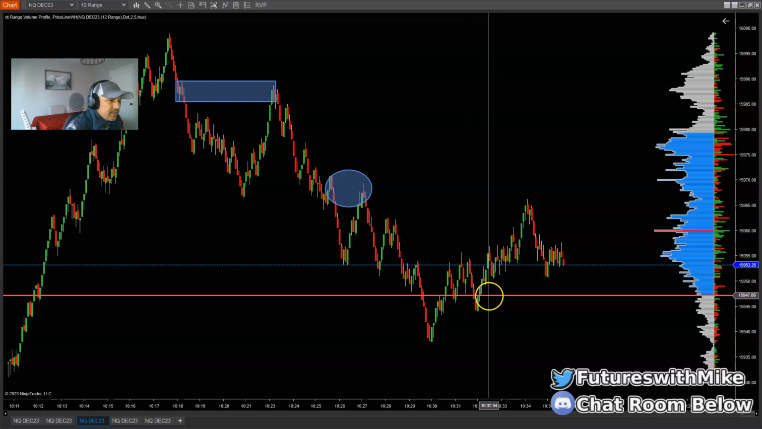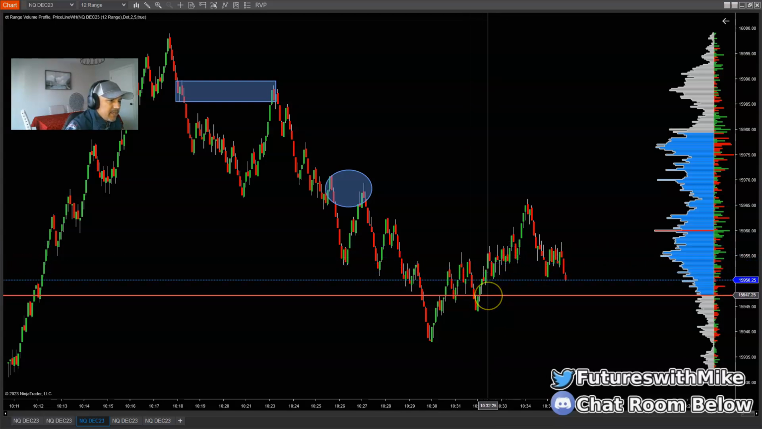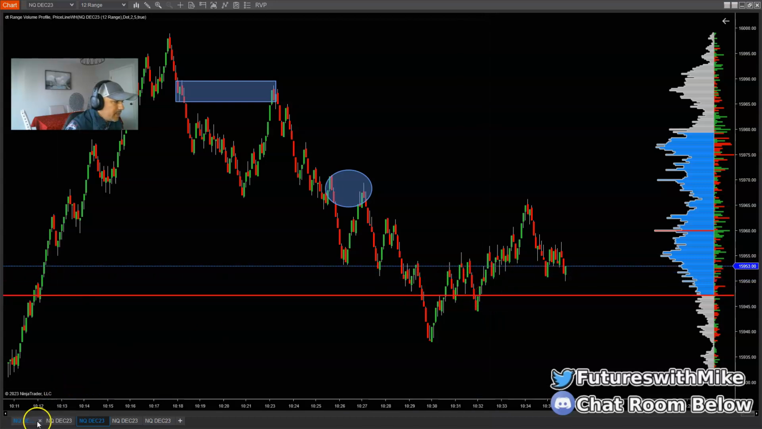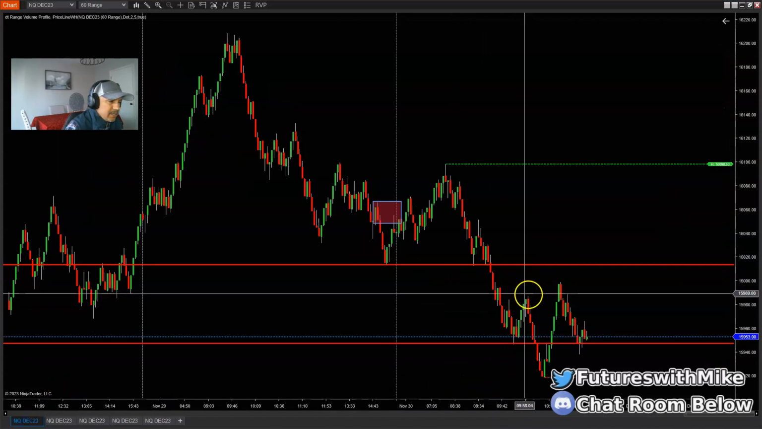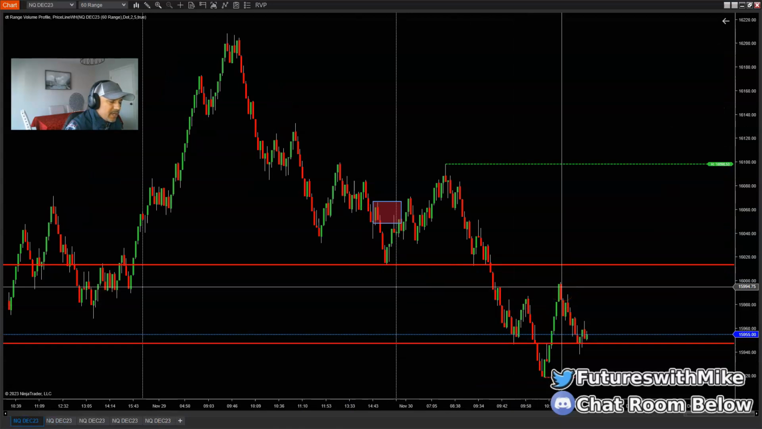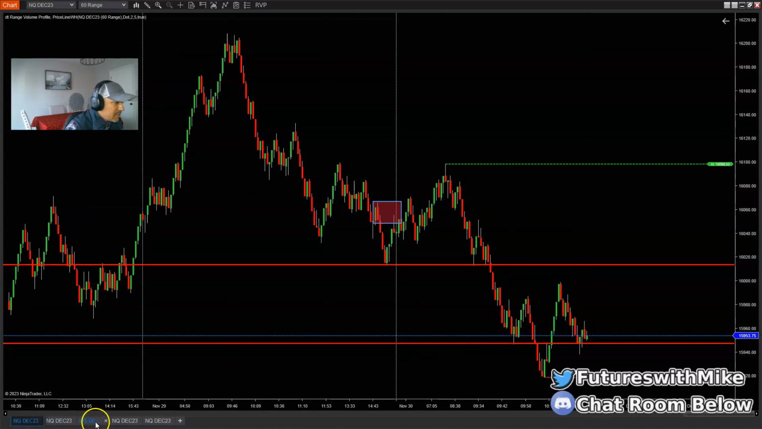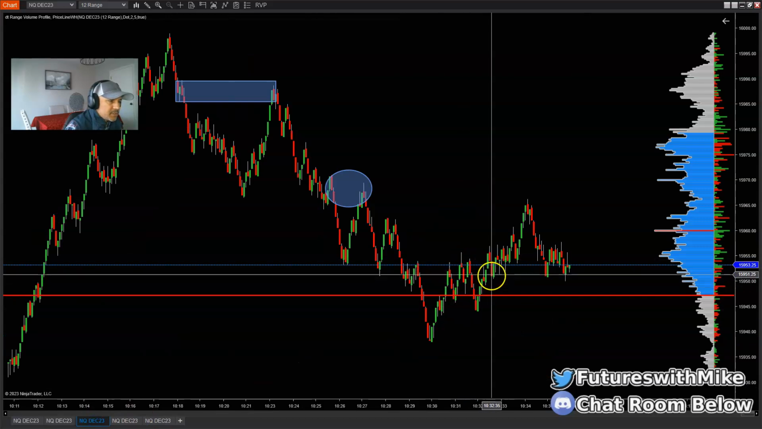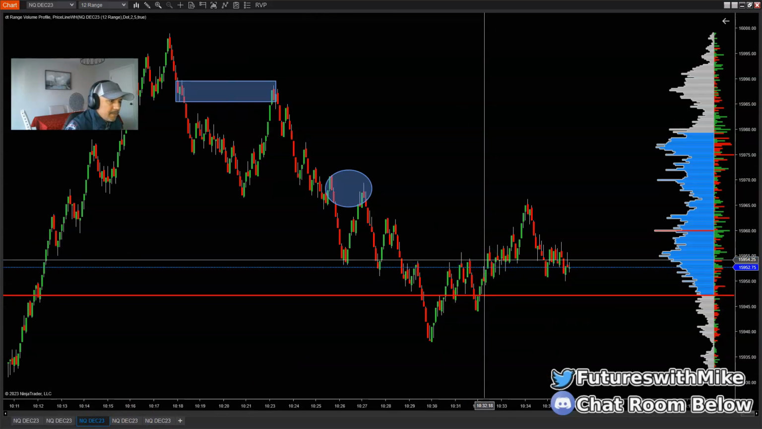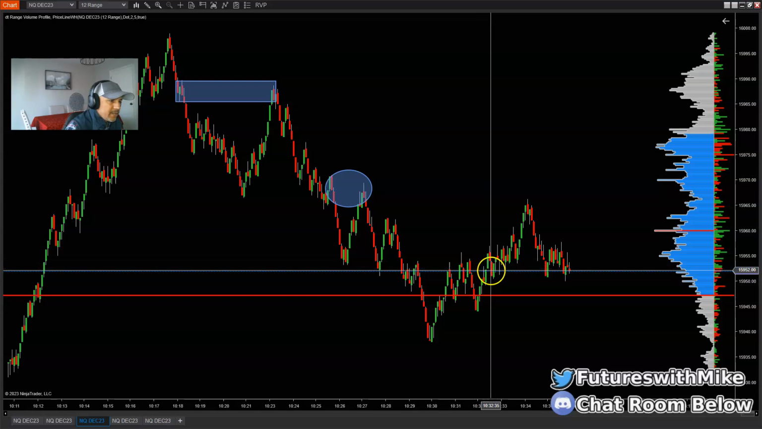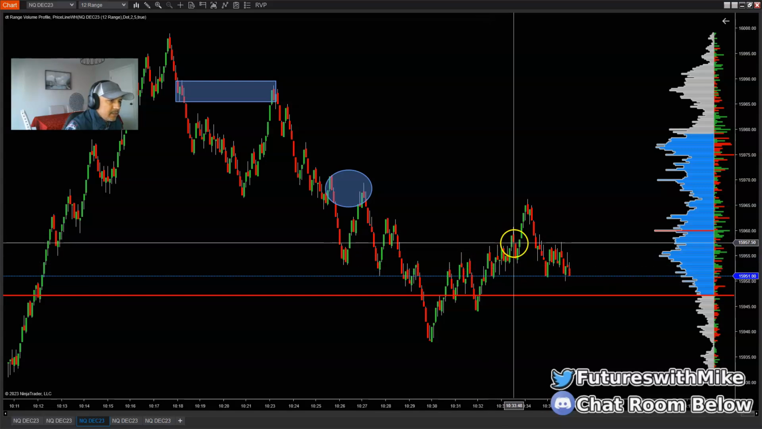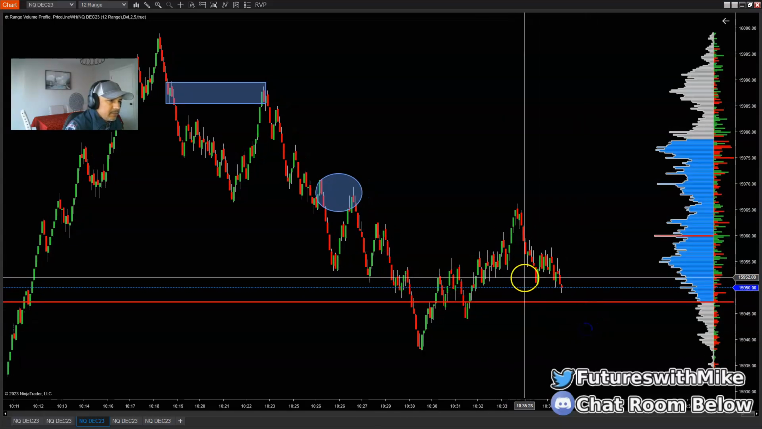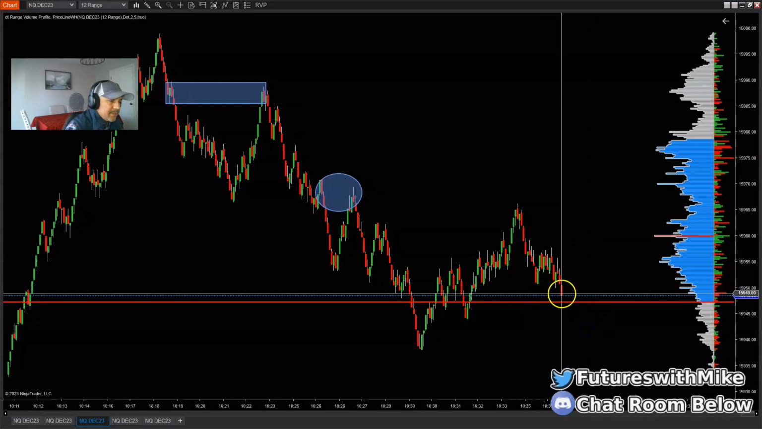This is a demand area right here on the lower time frame, and you see again we broke structure here when we put up here on the higher time frame, pull back to the higher time frame demand, wait for a structural break. I'm looking for a key area of demand on the lower time frame, but yeah, let's see what happens here.